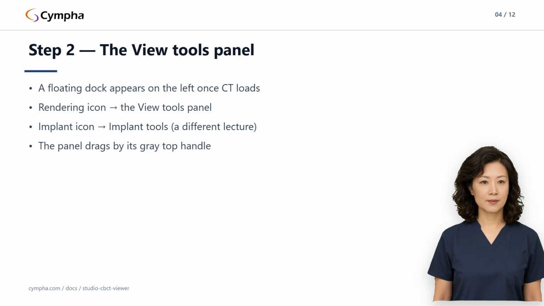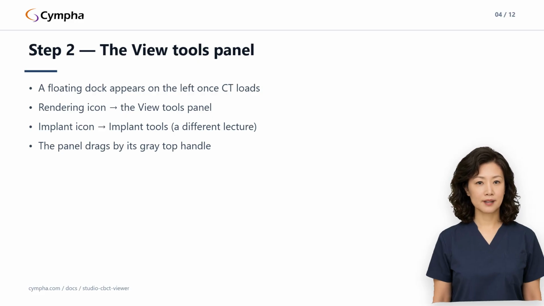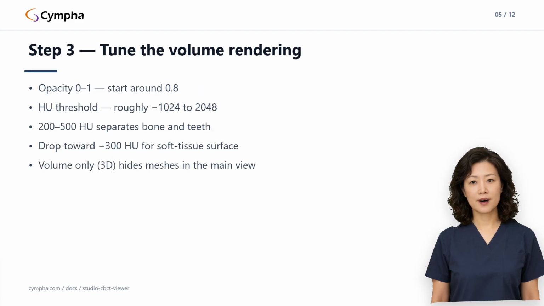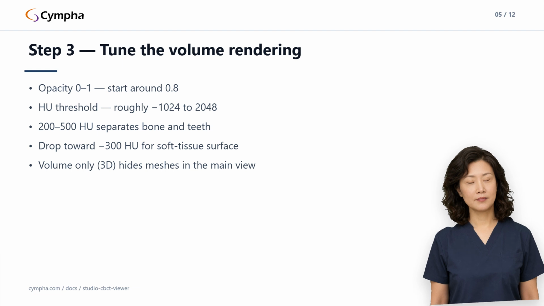There's also a volume-only toggle, and it's a proper diagnostic instrument. It hides all meshes in the main 3-dimensional view, so only the volume draws. Use it when you suspect an artifact is actually coming from an overlapping mesh rather than from the volume itself. Toggle it on, and if the artifact disappears, it was never in the CT. One caveat to remember, so the result doesn't confuse you. The toggle governs the main view, and the slice overlays may still show meshes.